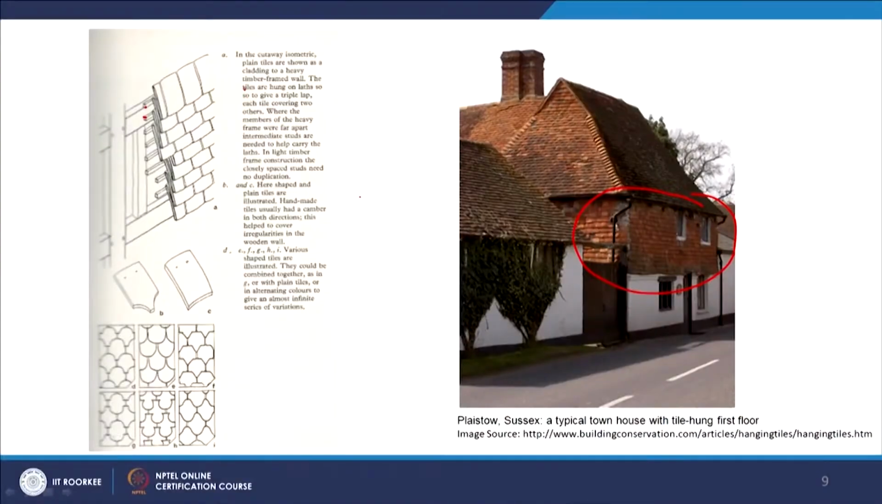So basically the tiles are hung on laths or small battens, so as to give a triple lap, you can see here 1, 2 and 3. So there's a triple lap, each tile covering 2 others. Every tile is covering 2 other tiles, and where members of the heavy frame were far apart, intermediate studs were needed to help carry the laths. They have particular distances, and especially near the window you can see the details of it, and you can see how the walling material is completely clad with tiles.